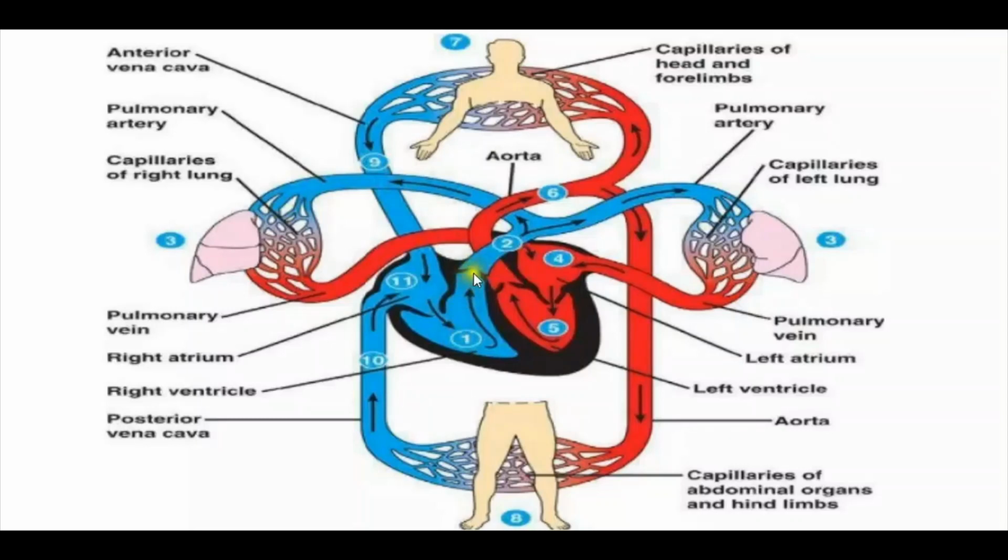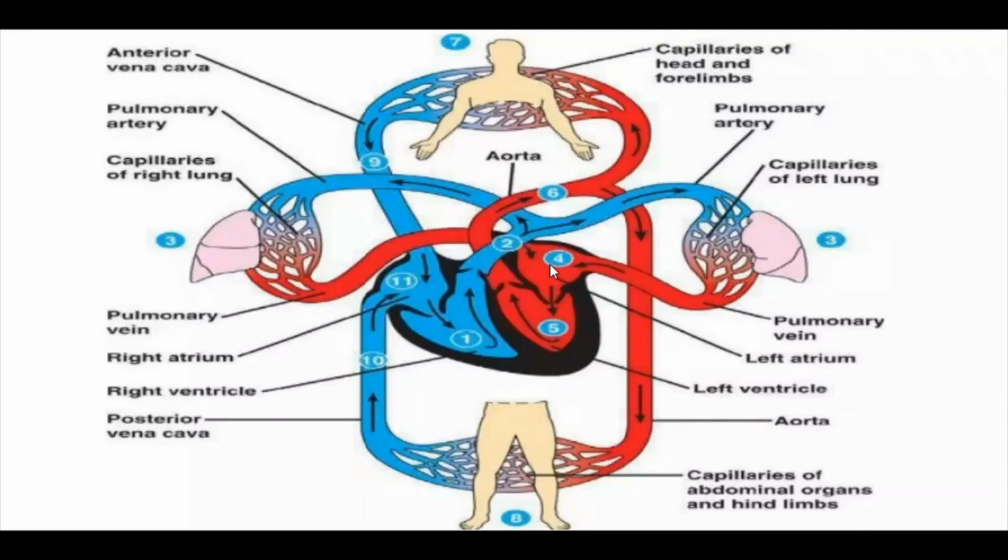So from here it takes deoxygenated blood to the lungs. Which one? Pulmonary artery. And from the lungs it carries oxygenated blood to the left atrium. This side also, it takes deoxygenated blood to the lungs, and from the lungs it collects oxygenated blood and reaches the left atrium. So this type of circulation is known as what? Pulmonary circulation. These two types, pulmonary and systemic circulation, are known as double circulation.